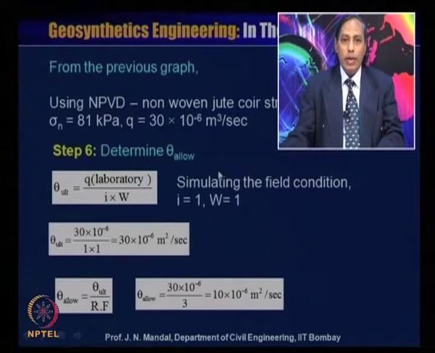Step 6, determine theta allowable. Theta ultimate is equal to Q laboratory divided by i into W. To simulate the field condition, i is equal to 1 and W is equal to 1. So, theta ultimate will be 30 into 10 to the power minus 6 divided by 1 into 1, which is 30 into 10 to the power minus 6 meter square per second. Now, theta allowable is equal to theta ultimate divided by the reduction factor. We consider a reduction factor of 3. So, theta allowable is 30 into 10 to the power minus 6 by 3, which is 10 into 10 to the power minus 6 meter square per second.